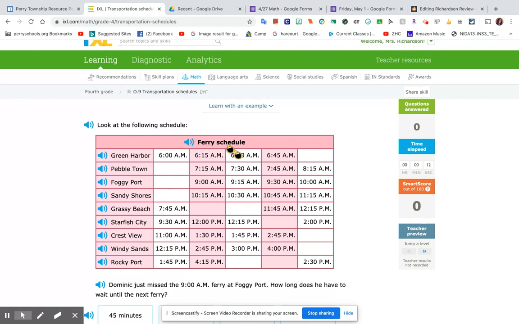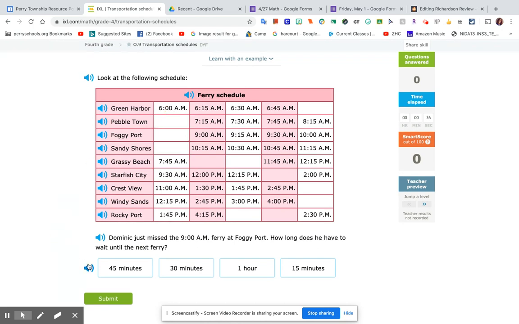This is a ferry schedule. That's a fancy word for a boat that carries cars and people. I guess it doesn't have to carry cars, but sometimes they do. So anyway, over here, these are all the different ports or places you can get on. And then over here, we have times that the boats come back and forth. I know some of you have been to Disney, and you've probably been on one of those ferry boats. Just to make a connection.